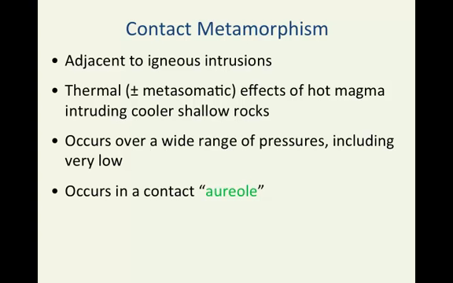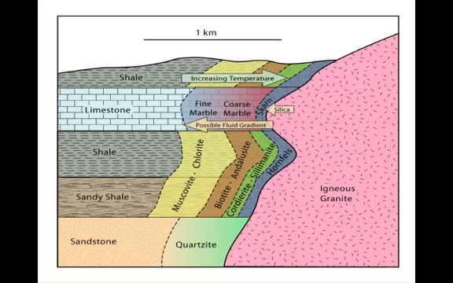And these plutons can be at a variety of depths in the crust, and so that means there's a range of pressures that could be present during that metamorphism, including at very low pressures. And the contact metamorphic rocks are occurring in an aureole surrounding the pluton. This is what it might look like.